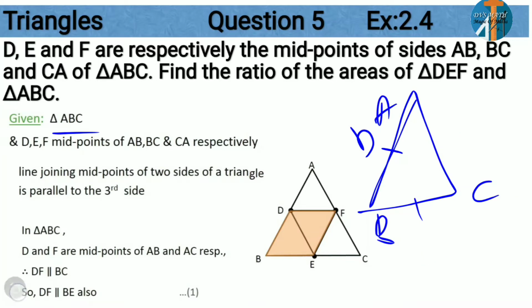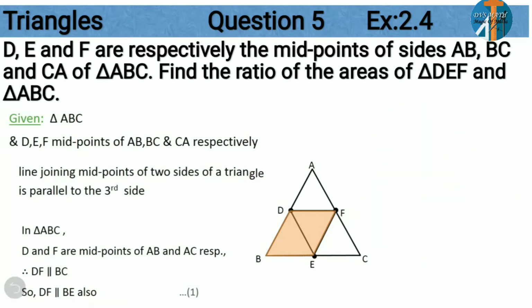So here if I join DF, observe D and F are the midpoints of AB and AC. So this DF is parallel to BC, right? The same thing we have written: DF is parallel to BC. Observe on DF we have another point E, right? This E is dividing the whole BC into two parts, that is BE and EC, right? So I can consider DF is parallel to BE also. Take it as equation 1.